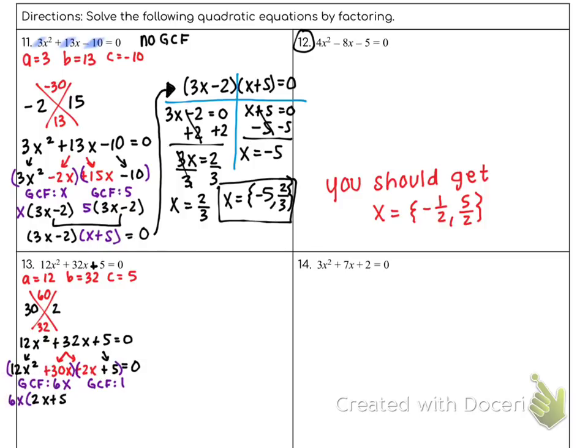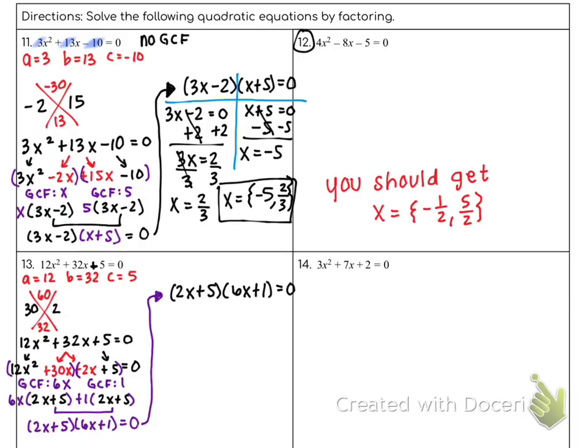So here we have 6x, we're going to drop that down, and then divide these by 6x. So we have 2x plus 5 left, and then if we take out a GCF of 1, we have 2x plus 5 left. Those 2 match, so we're going to write one of those pieces, and then 6x plus 1, and then remember it equals 0, so we have one more step. I'm going to rewrite it up here, and then I'm going to solve for each side.